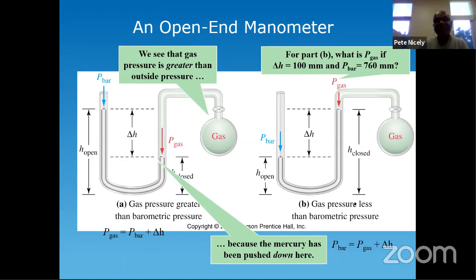I think you're correct, because the equation you'll be using would be this equation right here, right? And the question is asking for P gas. So in this case, P gas is equal to P bar minus delta H. And P bar is equal to 760 millimeters mercury, minus 100 millimeters mercury. And the answer, as you correctly said, is equal to 660 millimeters mercury. And that's how that is done.